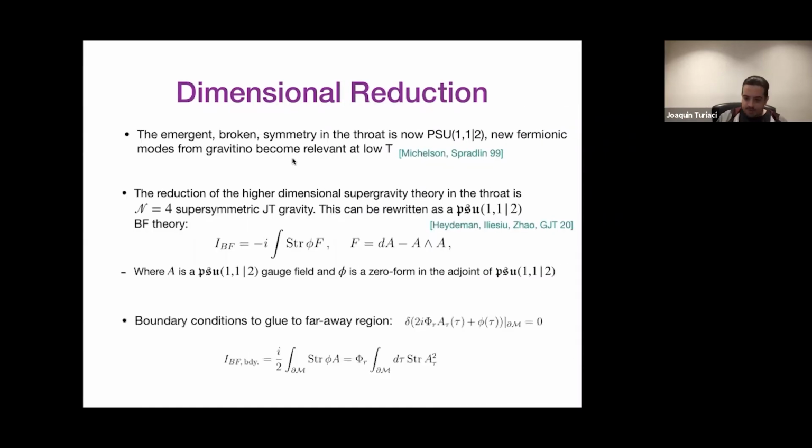But maybe I should go over this faster. You can look at the boundary conditions in the throat in the same way as before. From the perspective of BF theory, they are mixed boundary conditions, so you fix this combination of A and phi. And when you are careful about the boundary terms, you will see that the theory reduces to a pure boundary mode, which we can show is equivalent to an N equals 4 generalization of the Schwarzian theory.